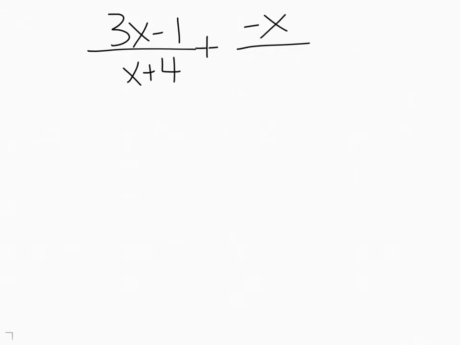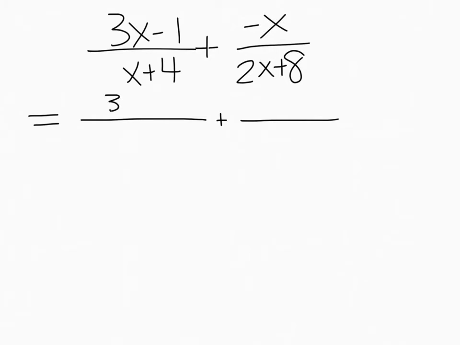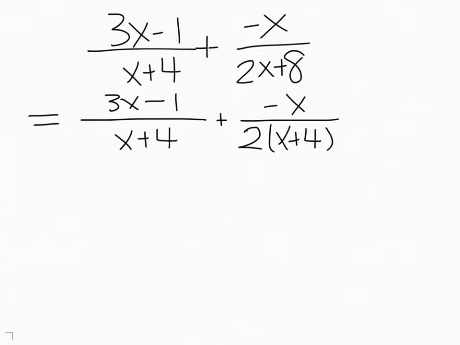Number 5, rational expression addition. We have 3x minus 1 over x plus 4, add negative x over 2x plus 8. So does the denominator look the same to you? So let's take a look. We have 3x minus 1 over x plus 4. If I factor out the common factor between 2 and 8, I have 2 times x plus 4. That's the denominator for the second term.